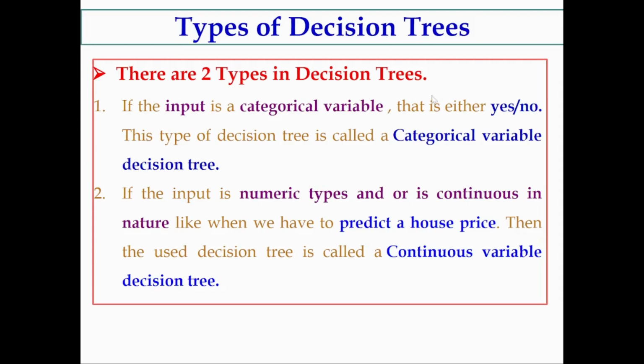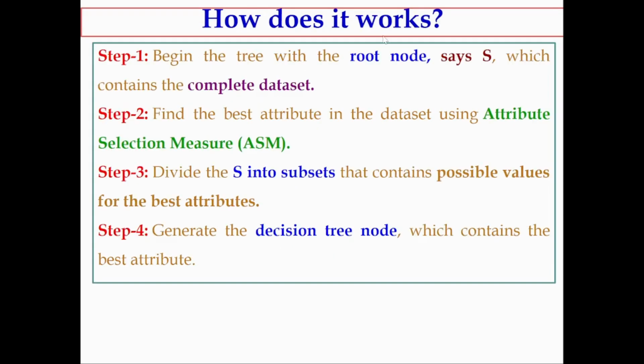Next one is types of decision trees. There are two types of decision trees. If the input is a categorical variable, that means in a string format, that is either yes or no, this type of decision tree is called a categorical variable decision tree. If the input type is numeric and continuous in nature, like when we have to predict a house price, it may be increasing or decreasing sometimes, then we use what is called a continuous variable decision tree.